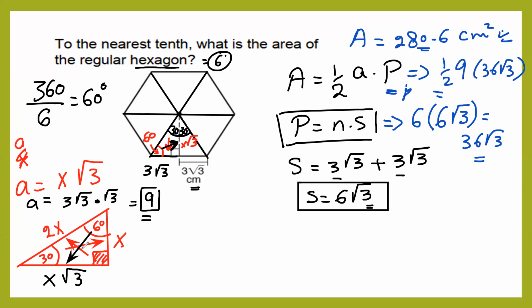Hopefully you understand this, right? Okay, finally, the apothem is 9. Use the rule, which is half apothem, which is 9, and the perimeter, which is 6 times the side length. Here the side length is 6 square root of 3. So 6 times 6 is 36 square root of 3. And finally, you can use a calculator to find the answer.